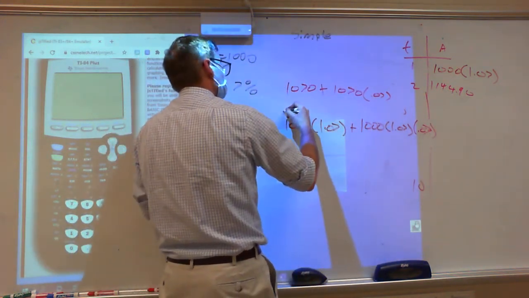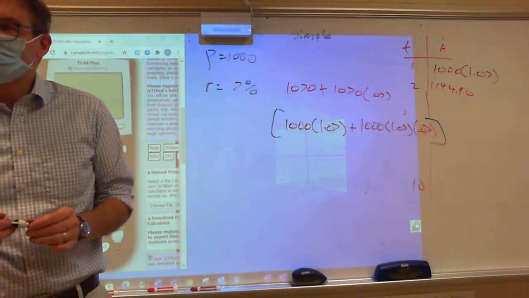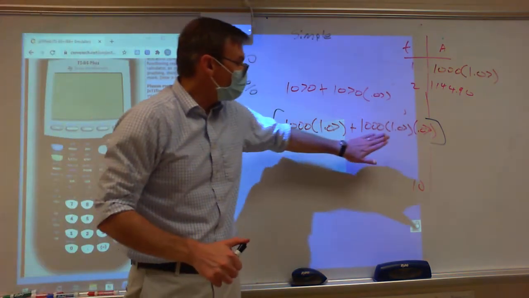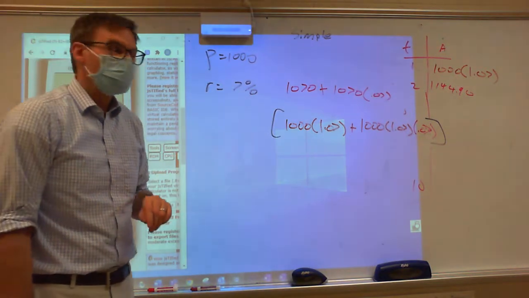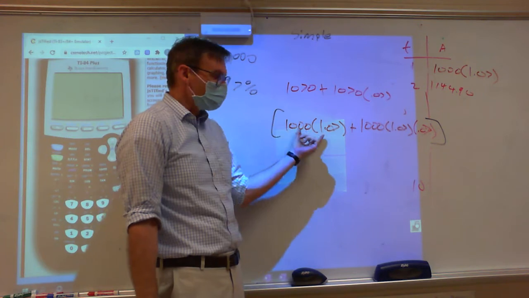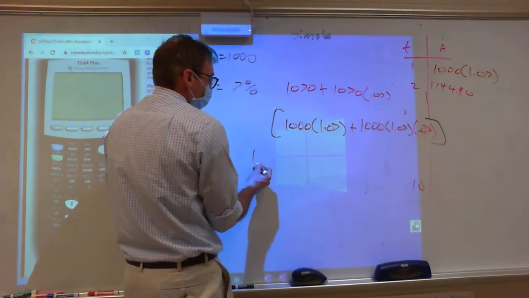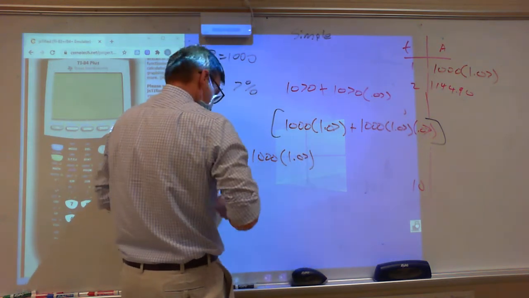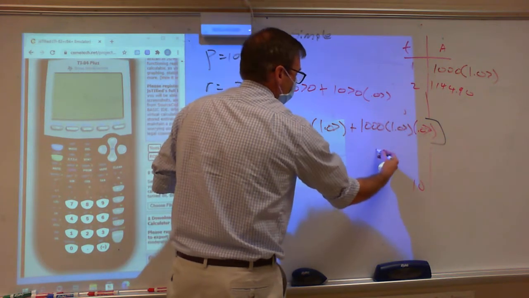So what's in common now? I have two terms, this term and this term. What can I factor out? Can everybody see that we can factor out the 1,000 times 1.07? So if I pull out that 1,000 times 1.07, what's left inside?